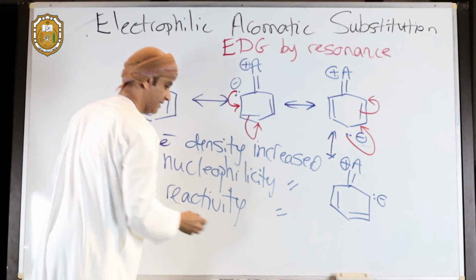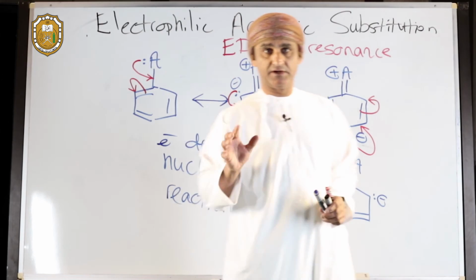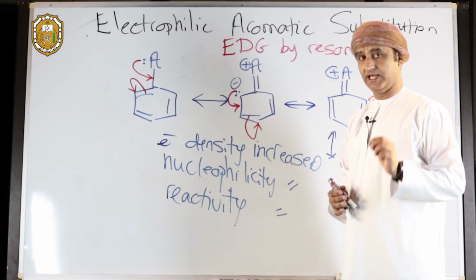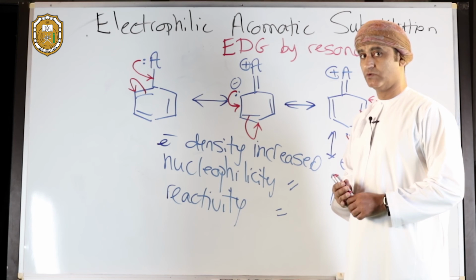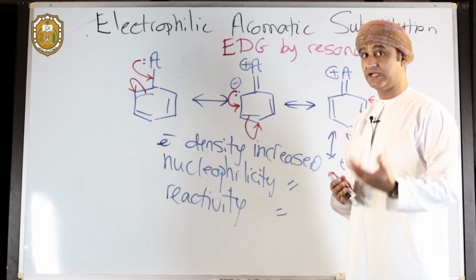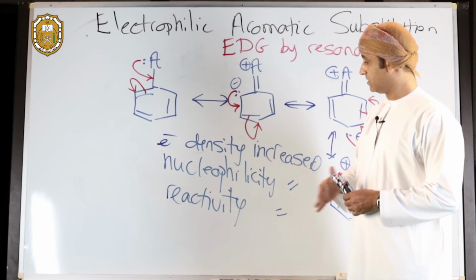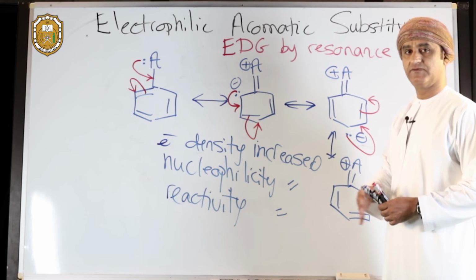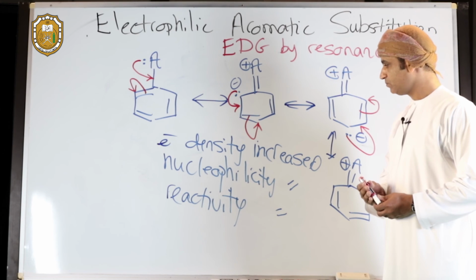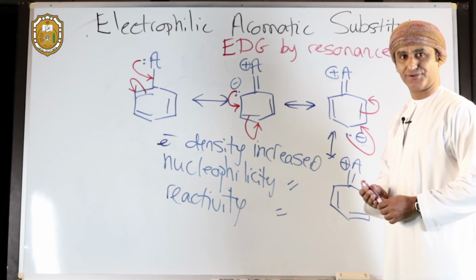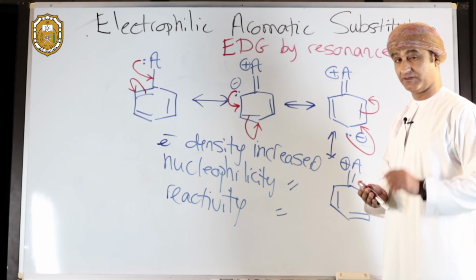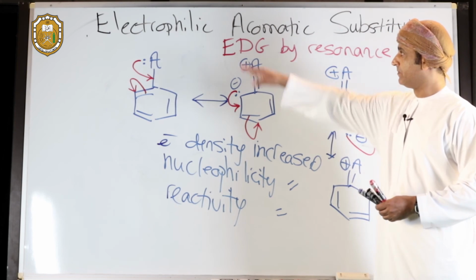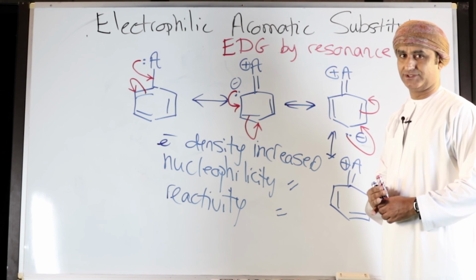So we can say that reactivity is also increased. In summary, any atom with a lone pair can behave as an electron donating group by resonance. This electron donation by resonance increases electron density on the benzene ring as shown here. The nucleophilicity is therefore increased, and as a result, the reactivity of this substituted benzene with an electron donating group by resonance is increased in electrophilic aromatic substitution reactions.